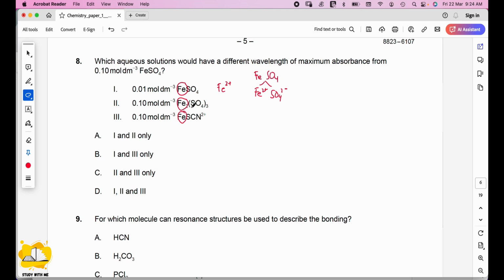But for Fe2(SO4)3, this belongs to Fe, therefore this is Fe3+, and this one as well, Fe3+. So the answer will be C. So these two Fe3+ have the same wavelength of maximum absorbance except for the first one.